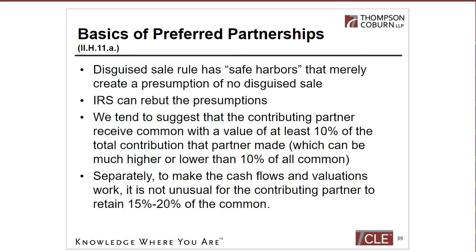And there are actually some cases where taxpayers had their preferred return so rigged that it was pretty much certain to be paid, and the IRS recharacterized that. Now, there is a disguised sale rule, and there's a safe harbor that creates a presumption of no disguised sale. But in those other cases, the IRS was able to rebut that presumption because the preferred return was so certain. So just because you can be within the safe harbor doesn't mean you're totally home free. You also need to have something that looks good.